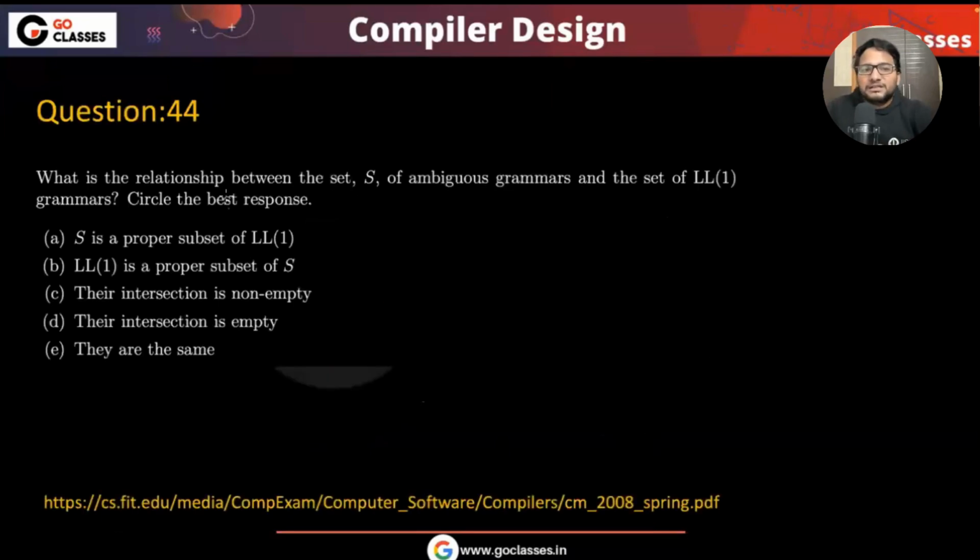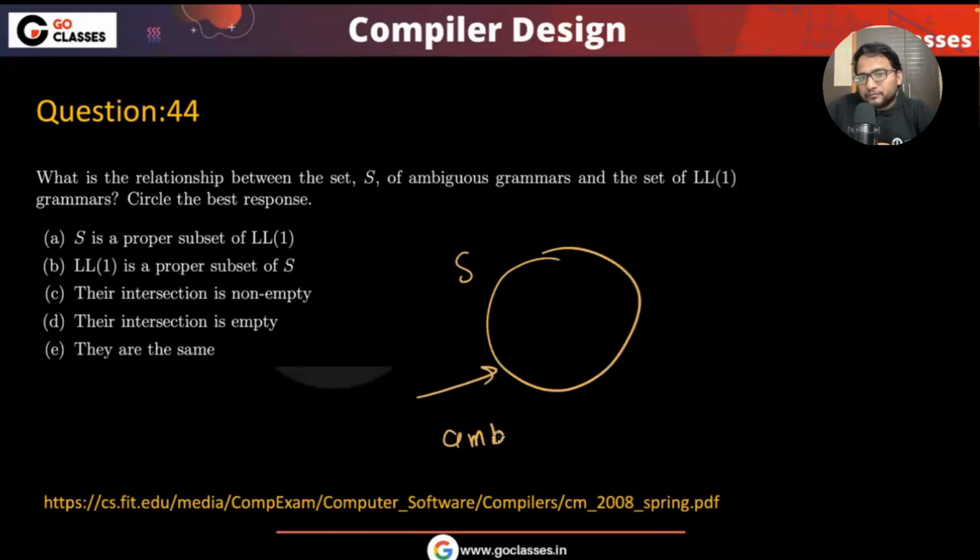Okay. Let's see this. What is the relationship between the set S of ambiguous grammars and the set of LL1 grammars? Let's suppose this is S, which is the set of all ambiguous grammars. And there are LL1 grammars. Can you say that there is some intersection?